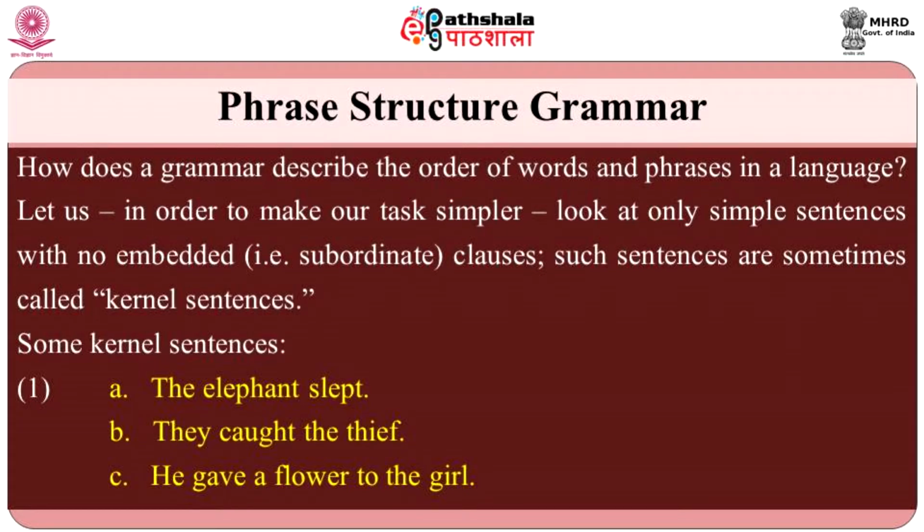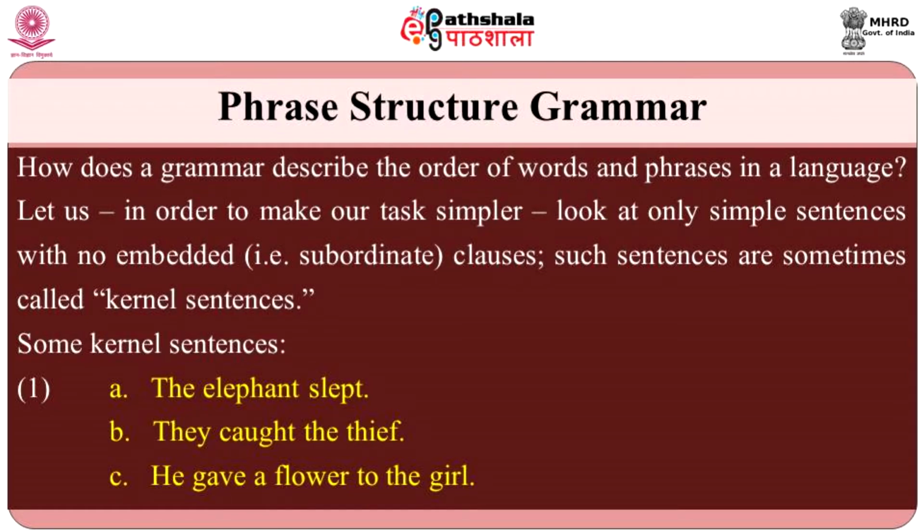Phrase structure grammar. How does a grammar describe the order of words and phrases in a language? Let us, in order to make our task simpler, look at only simple sentences with no embedded, that is, subordinate clauses. Such sentences are sometimes called kernel sentences. Some kernel sentences are as follows. The elephant slept. They caught the thief. He gave a flower to the girl.